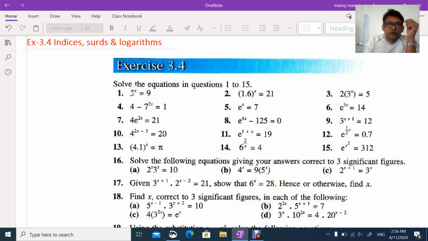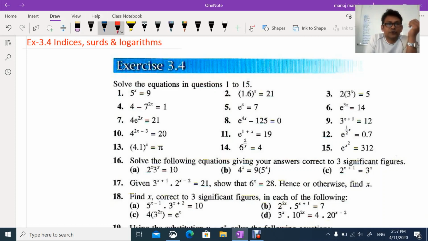In 3.4, the question is here: solve the equation in the questions. We have to use some laws of logarithm, some basics we have already done in the last video. The first thing you should know is the power law, which I have discussed.